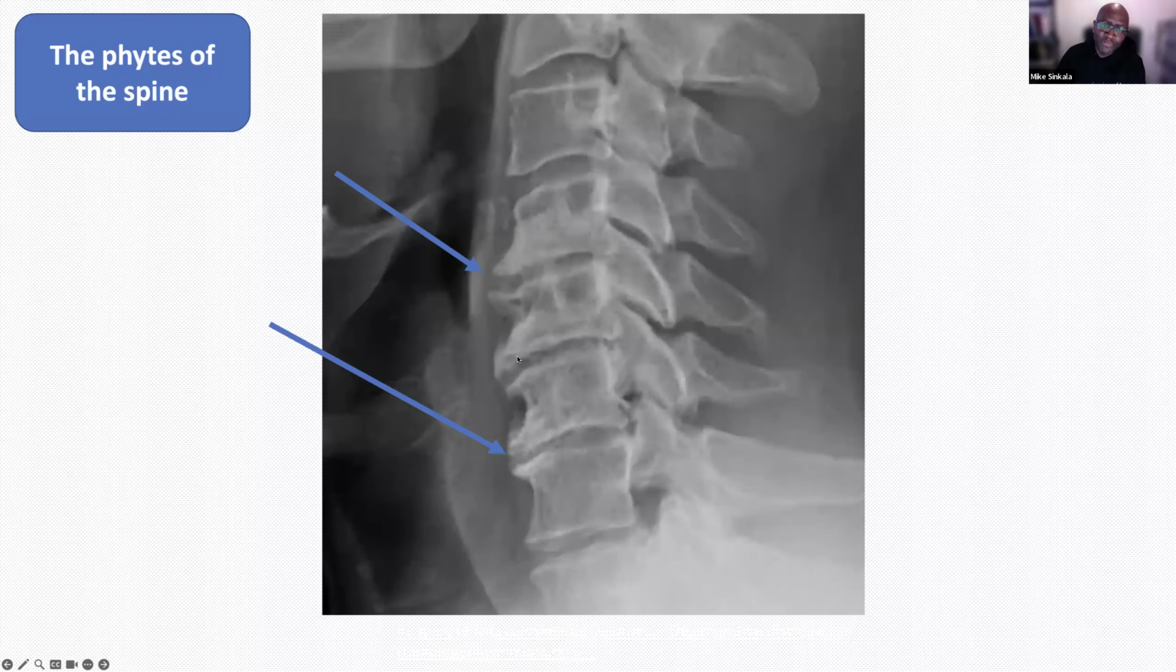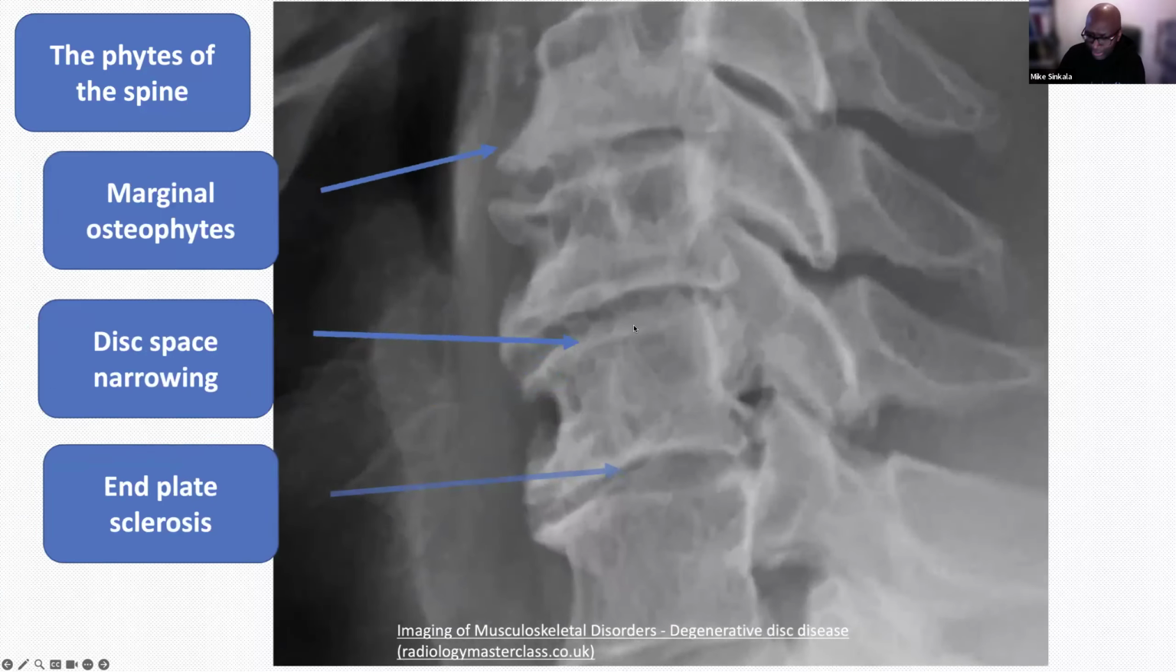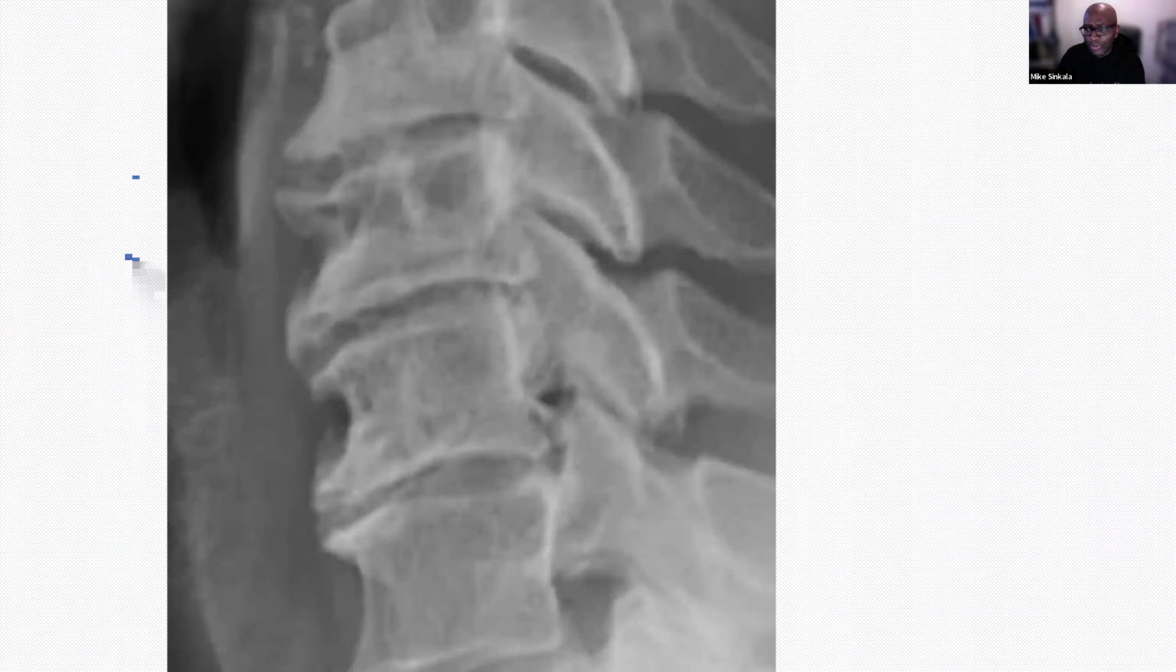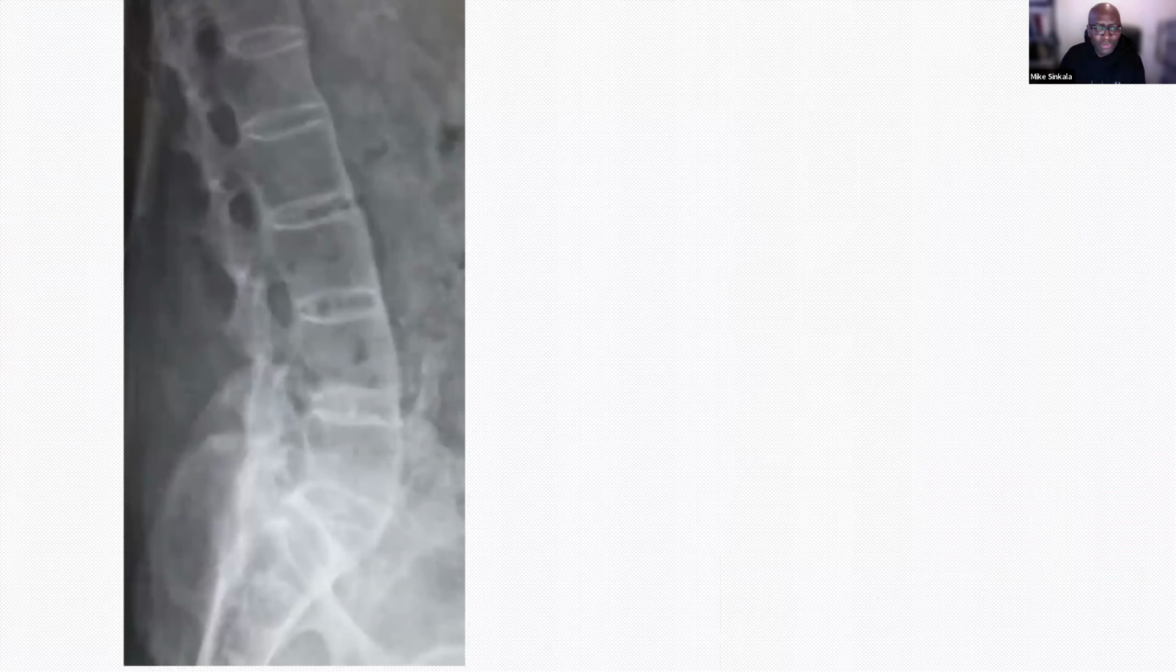Let me just rush to see whether I can talk about this one here. This is actually severe OA changes in the neck. We can see osteophytes, intervertebral disc space narrowing, and the end plate and facet joint sclerosis, quite common in the neck. You're going to read that.